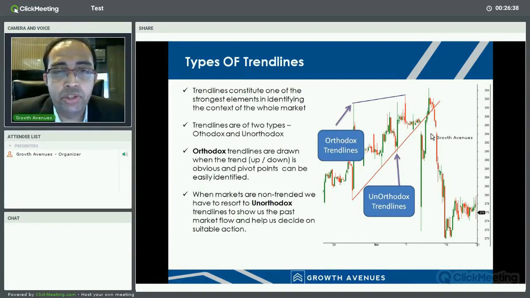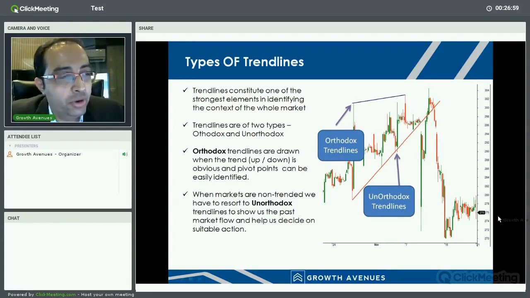Ultimately, the focus of trend line is to ensure that you are enabled to take some action. So it can either be your orthodox trend line or your unorthodox trend line. Ultimately, a trend line should enable you to take an action when the trend shifts. So that's the concept of orthodox and unorthodox trend line. And I have some more examples for you.